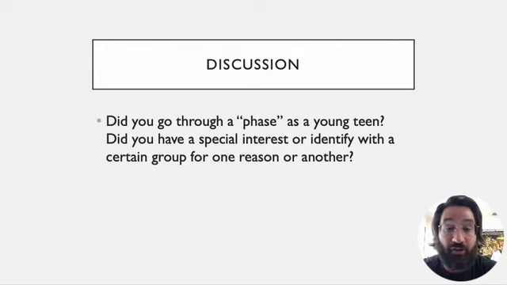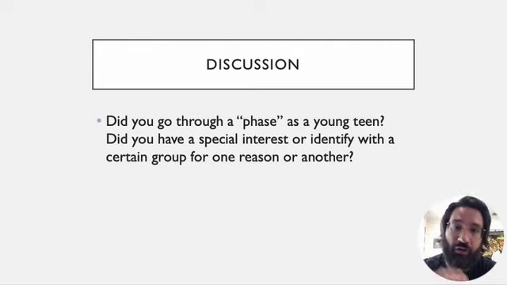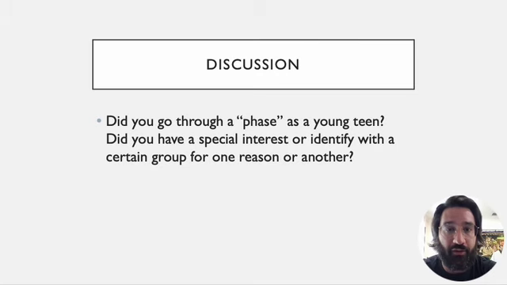Did you have a special interest or identify with a certain group in high school for one reason or another? We have different social groups built around different interests, hobbies, activities. Think about the way that these groups and these interactions help a young person begin to find themselves. And one way to do that is to think about yourself. Think about how you started to form an identity through social groups and social connections and peers. Just a little something to think about throughout the presentation today.